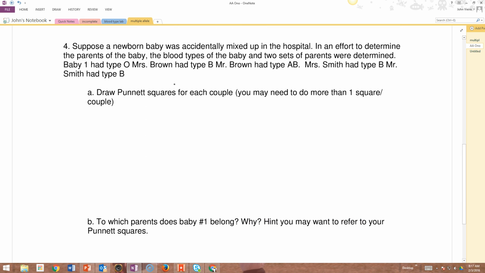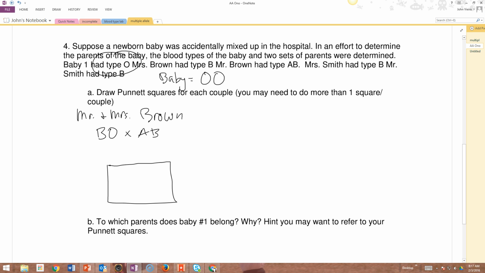Now, let's say this newborn baby was type O. So the baby is O. Now we have Mr. and Mrs. Brown, where Mrs. Brown is type B and Mr. Brown is type AB. At the very least, Mrs. Brown has to have an O, because the baby's O. Some sort of mix-up at the hospital.